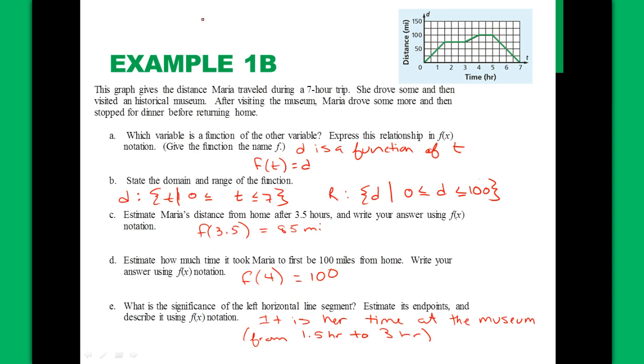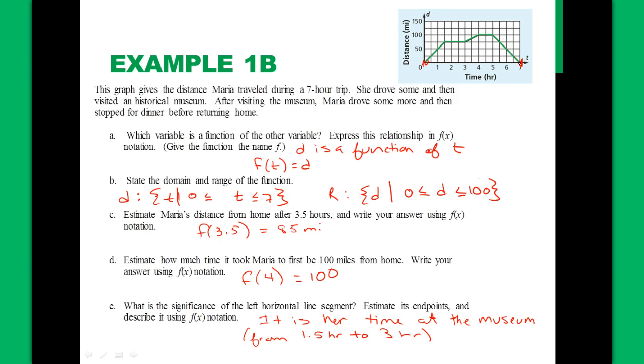Hopefully you guys got something like this. Okay, so once again, D is a function of T. You can write f of t equals d. Your domain should be between 0 and 7. That's your x values.